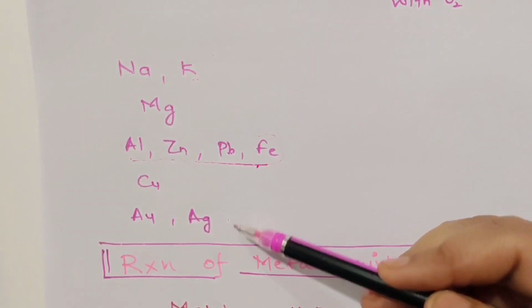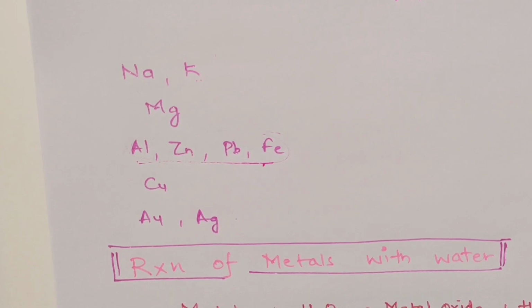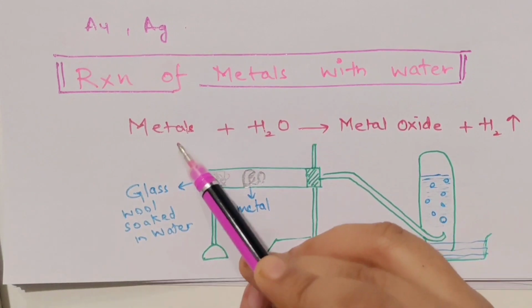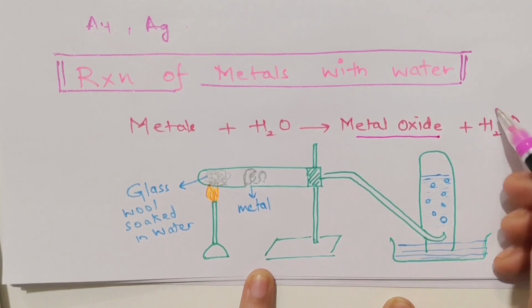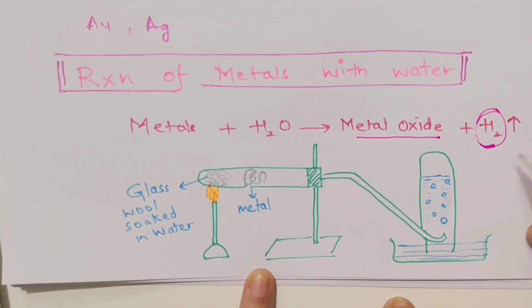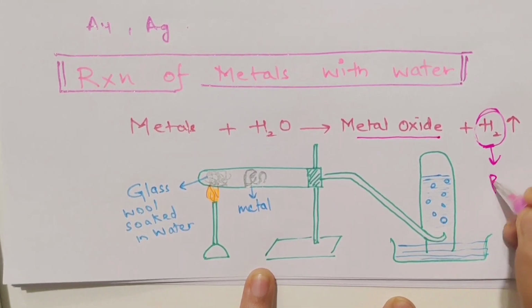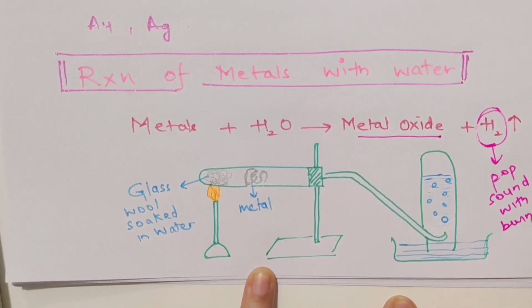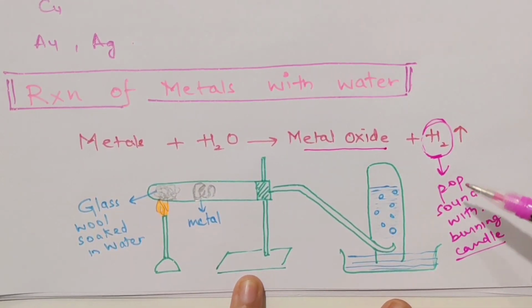So we need more information to arrange them in a proper order of reactivity. For that, we would now witness the next reaction of metals with water. Metals, upon reaction with water, form metal oxide and hydrogen gas. This hydrogen gas makes bubbles, and we all know it can be detected because it makes a pop sound with a burning candle. Why? Because it's a fuel. So it forms a sort of small blast which makes a pop sound.